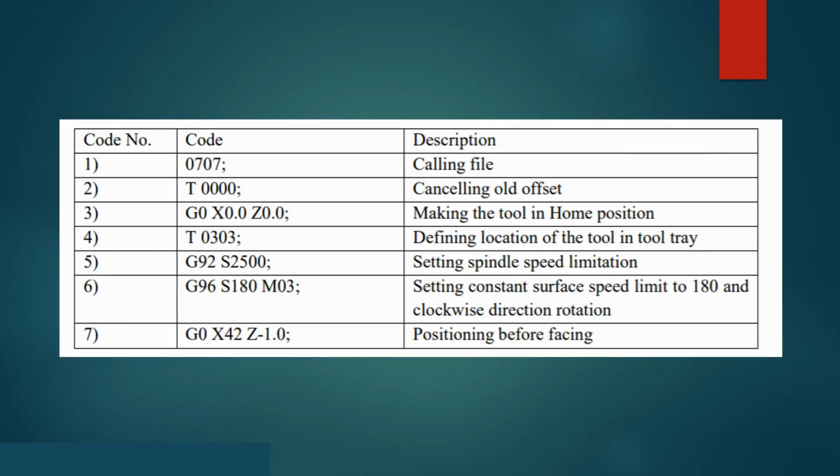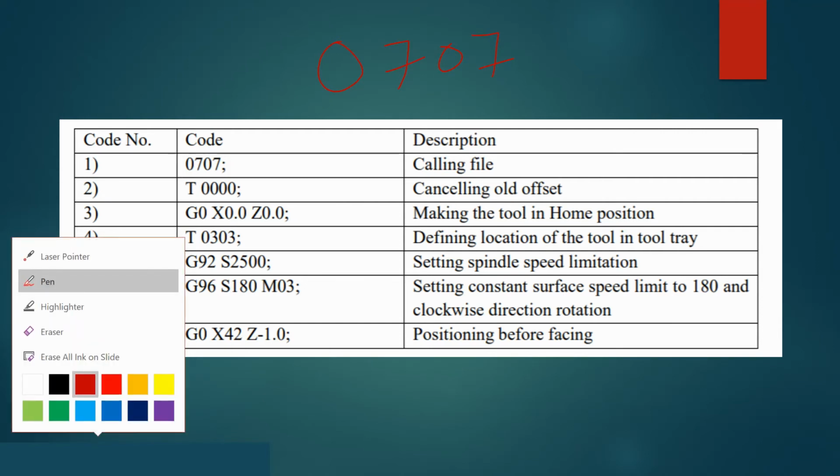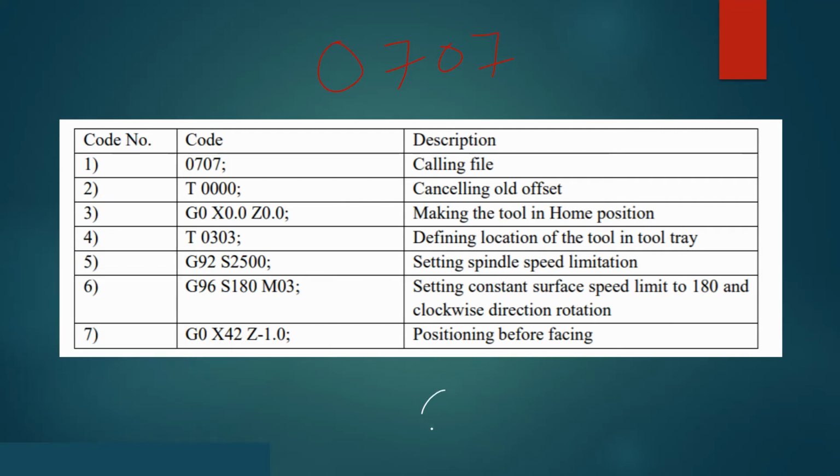So how to do the coding? The first thing, we have to give one file name for the program. The file name, O707, is given. It may be any number. We can give any number. O1010 we can give. O1234 we can give, anything. This is called the file name.